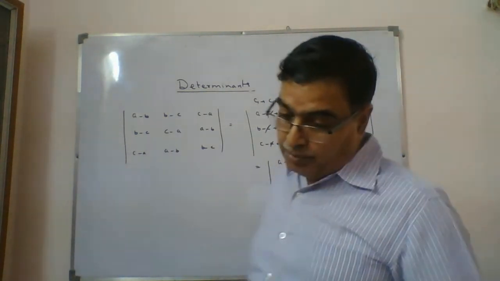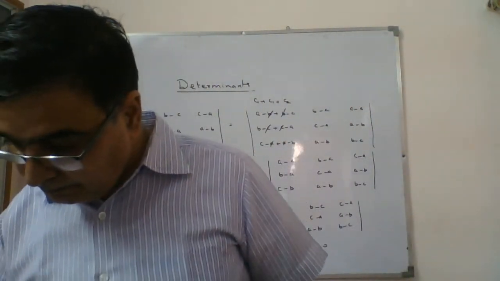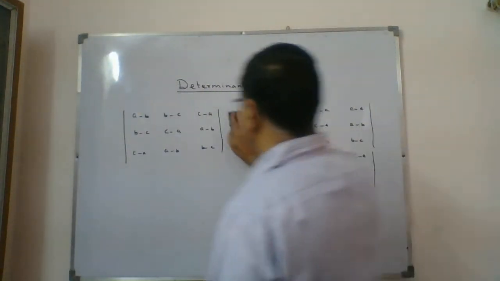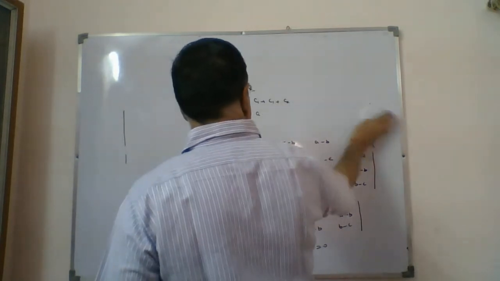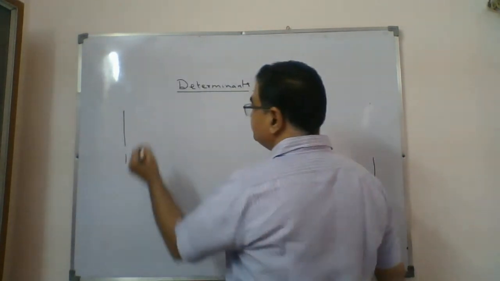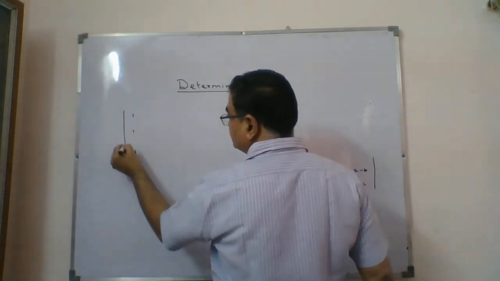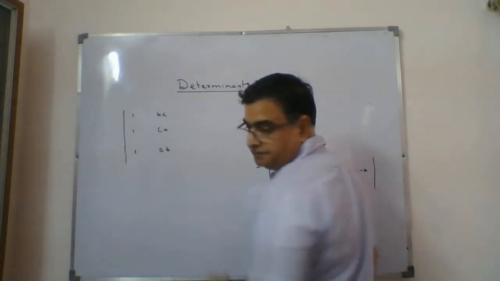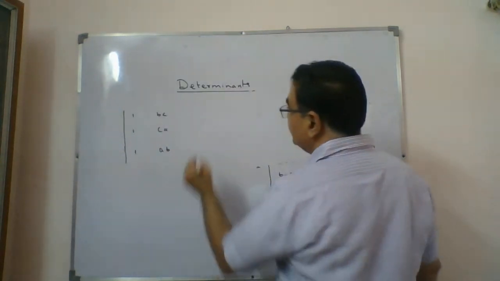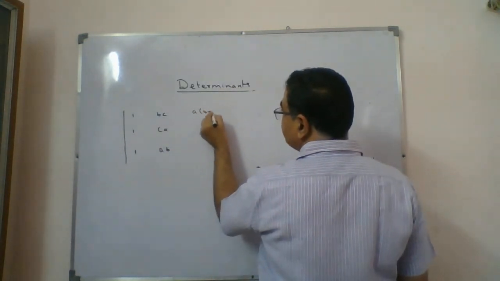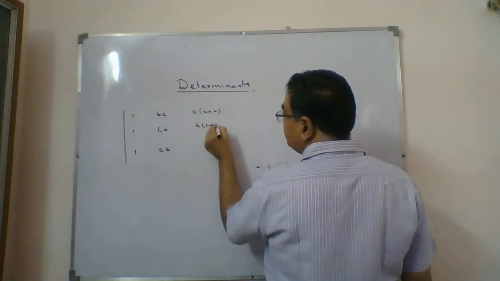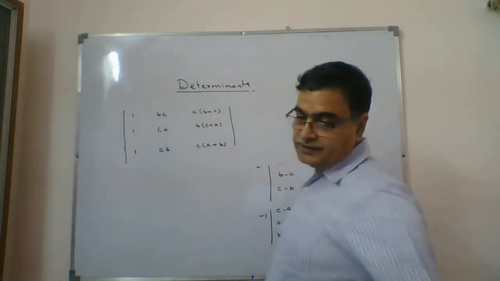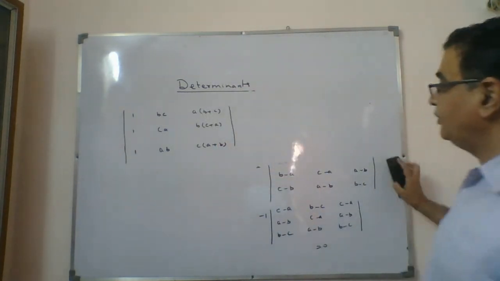Now coming to question number 4. In question number 4, we have this determinant: 1 1 1, BC, CA, AB, and here it is A times (B plus C), B times (C plus A), C times (A plus B). Now the question is, you find out what is the determinant value here.